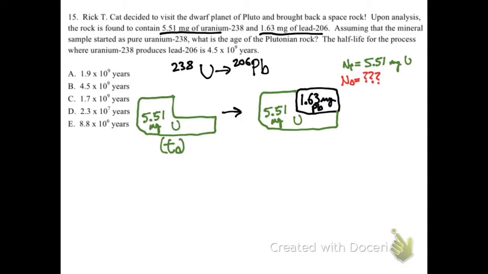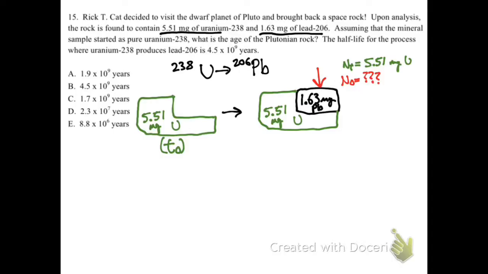It was 5.51 milligrams of uranium. It's still uranium. It has not decayed. Our goal then is to find out what the mass of lead was when it used to be uranium. Now, does lead-206 have the same molar mass as uranium-238? No, it doesn't.